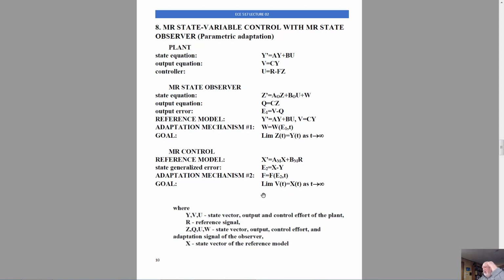And of course, our goal is that the state of the control plant equals the state of the reference model. Please note that this is supposed to be Y, not V. V is the output of the control plant, but this is supposed to be Y, the state vector of the control plant Y, which is equal to the state vector of the reference model. All right, so please take a look at these notations. And again, I will make sure that this is corrected.